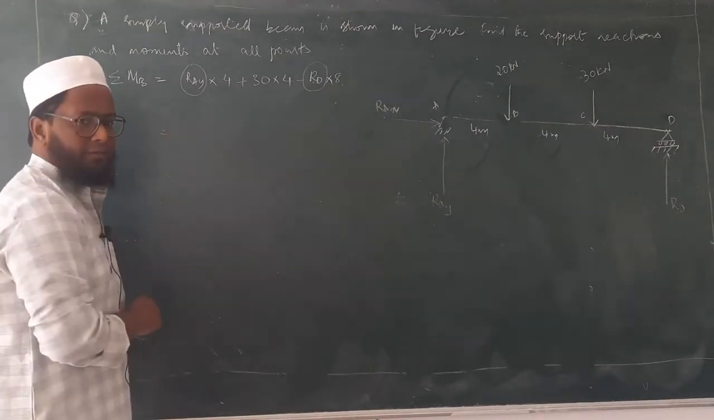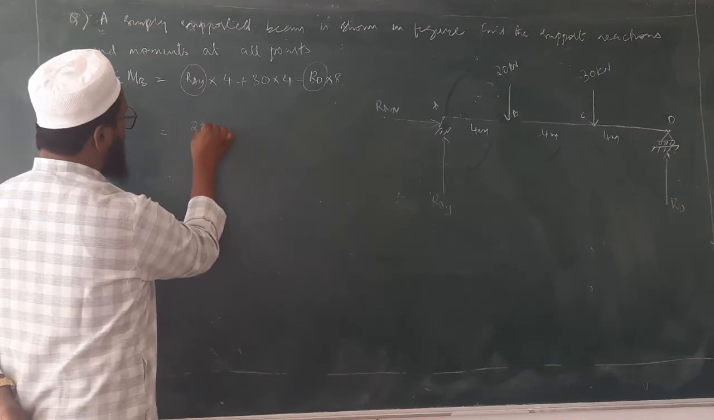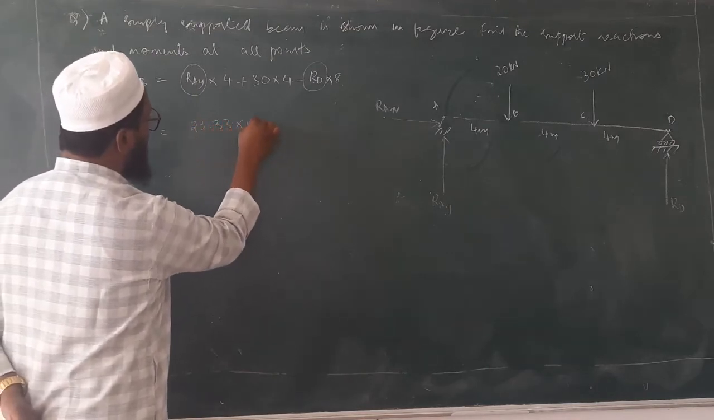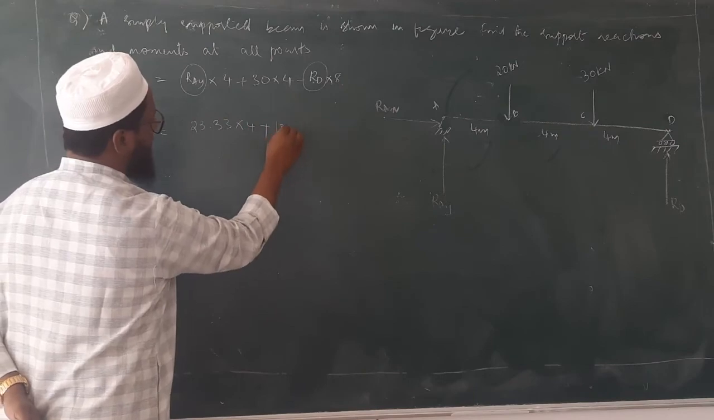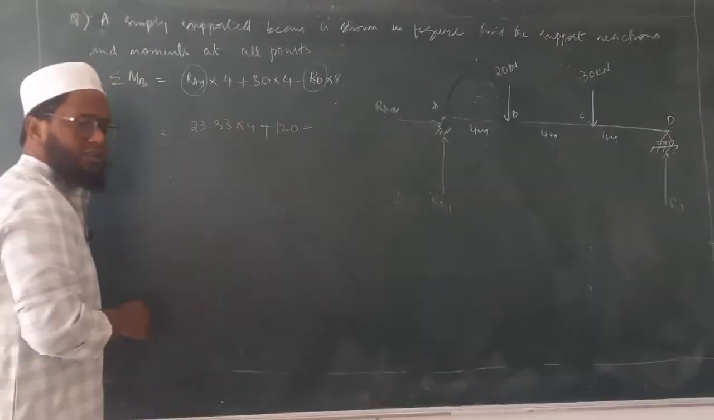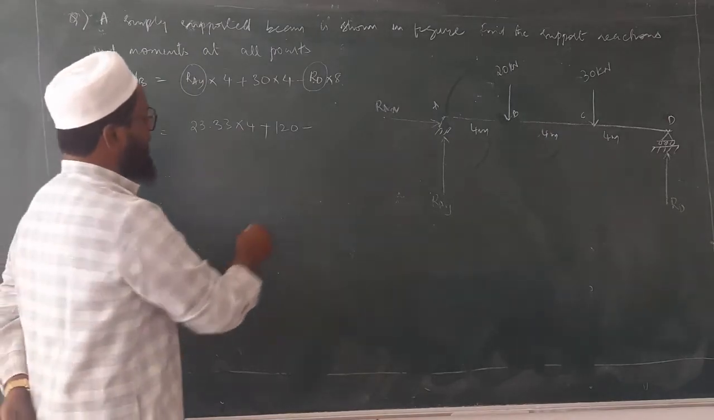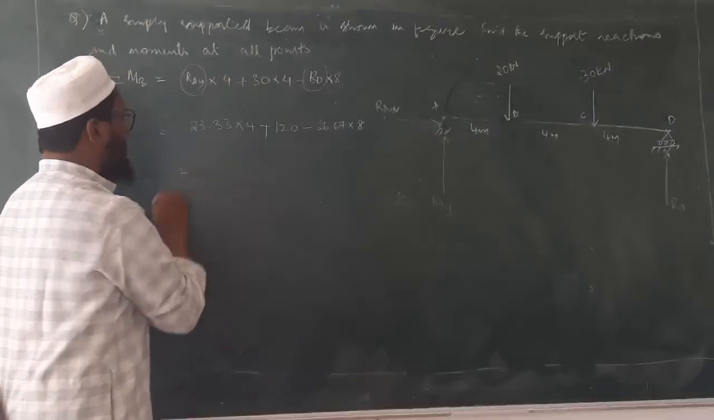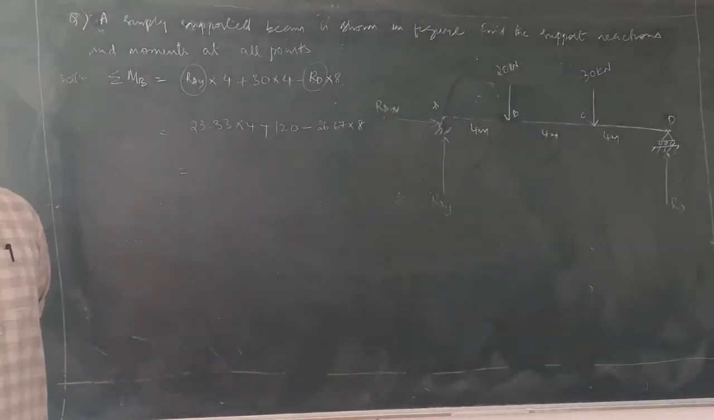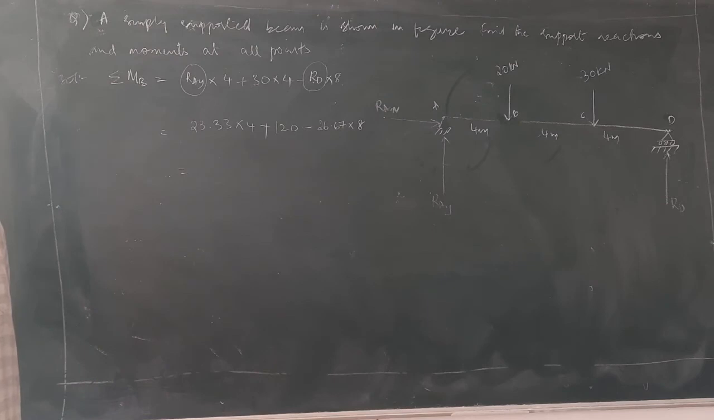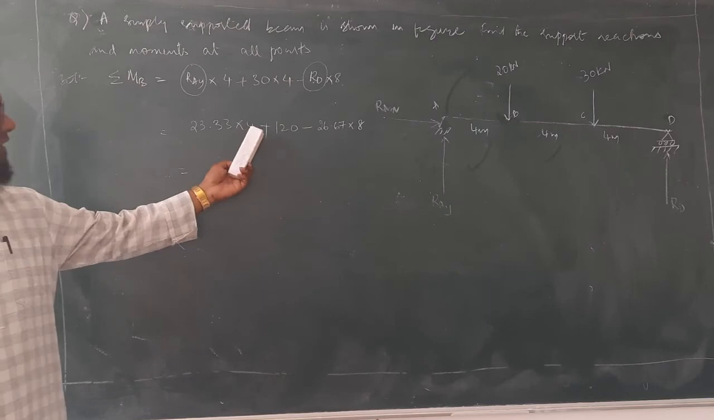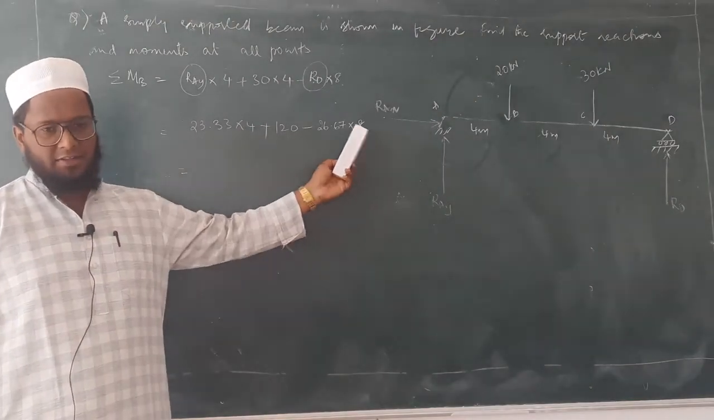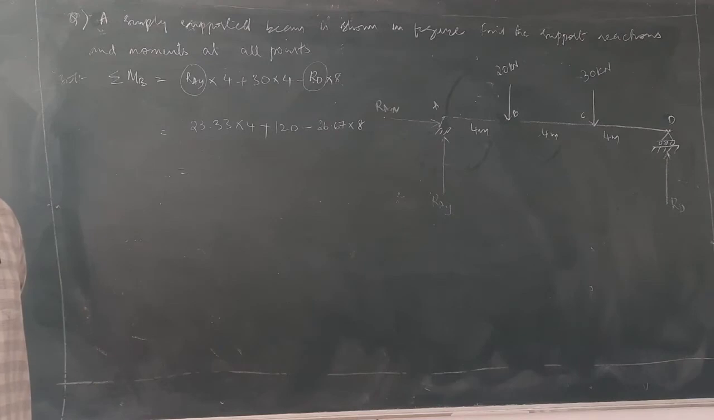What is the value of RAY? 23.33 into 4 plus 4 3s are 12 minus 8 into RD. What is the value of RD? 26.67 into 8. Tell me the value. Check it once. See, this value should be calculated separately. This value should be calculated separately. Then you add. Or else you put all the values in bracket.